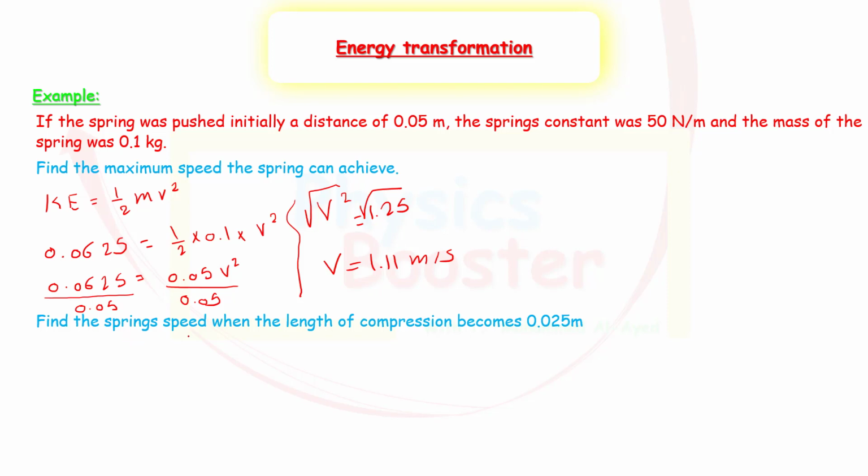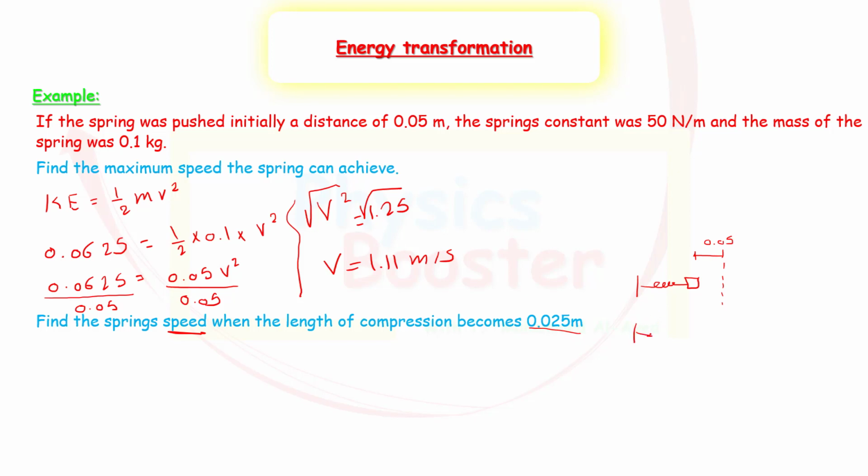Now find the spring speed when the length of compression becomes 0.025. This is the object when it was compressed at a distance equal to 0.05. This is the original length. In this case, we have no kinetic energy. We only have potential energy.